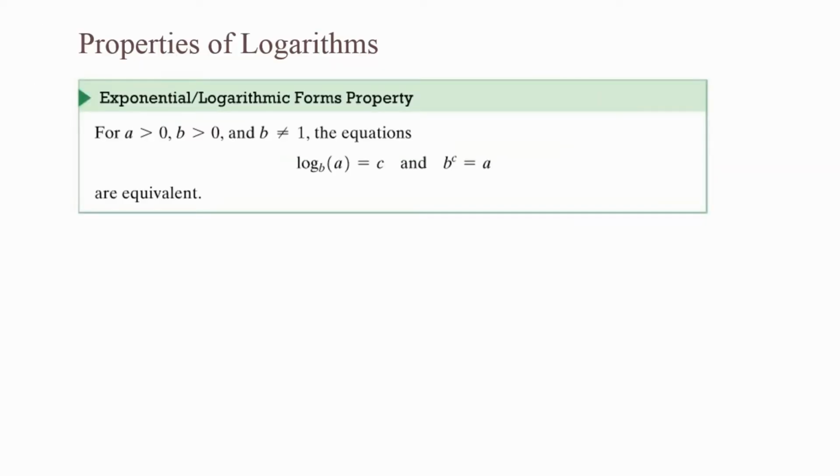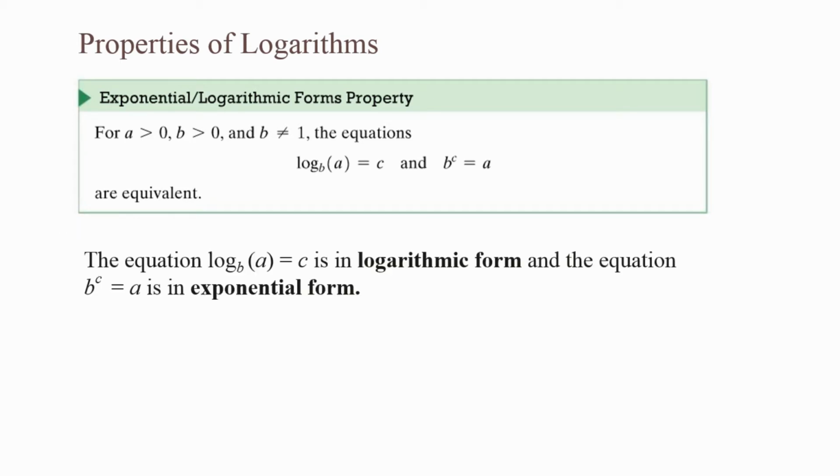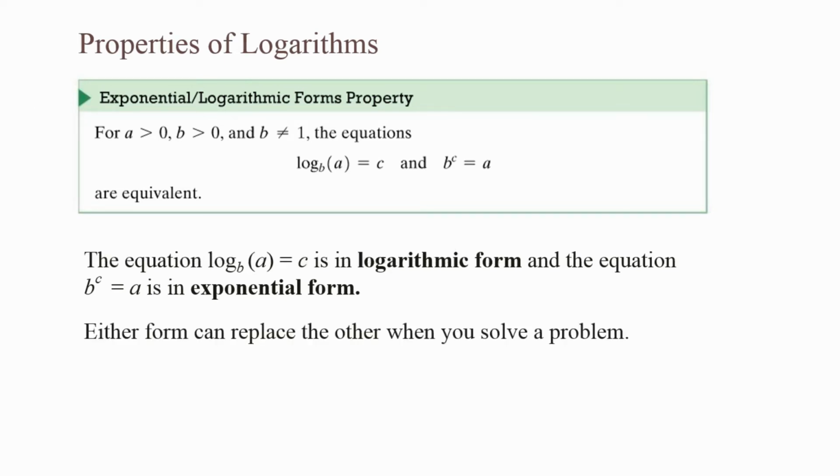Properties of logarithms. The exponential logarithmic forms property. For a greater than 0, b greater than 0, and b not equal to 1, the equations log base b of a equals c and b to the c equals a are equivalent. The equation log base b of a equals c is in logarithmic form, and the equation b to the c power equals a is in exponential form. Either form can replace the other when you solve a problem.